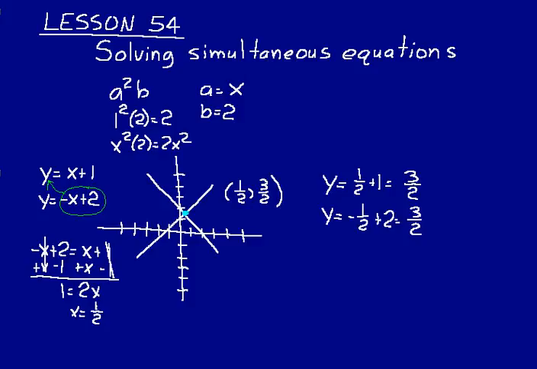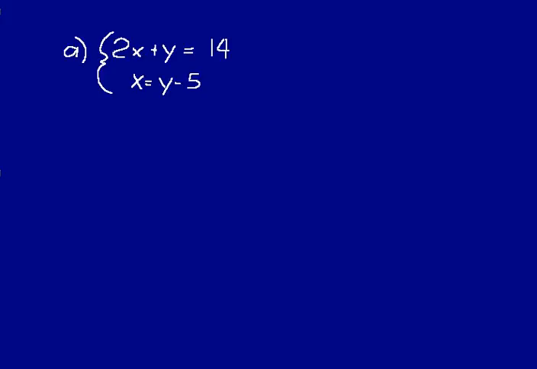We do this by using our substitution axiom. If we have expressions of equal value, in this case two expressions that both equal y, we can substitute one of them in for the other one. Let's go ahead and do a practice problem.